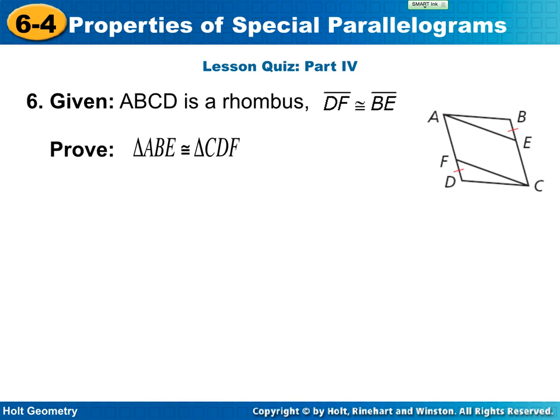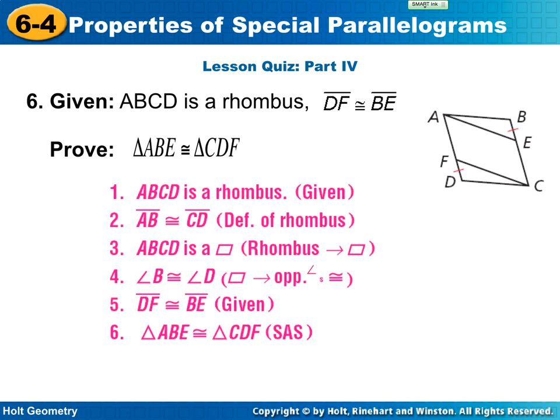Another chance to try a proof. Again, we started with a rhombus. You can get some segments and angles probably congruent based upon the definition of a rhombus or the fact that it's a parallelogram. And here are some of the ideas. I didn't put the theorem number for number 3 or 4. Perhaps you did.